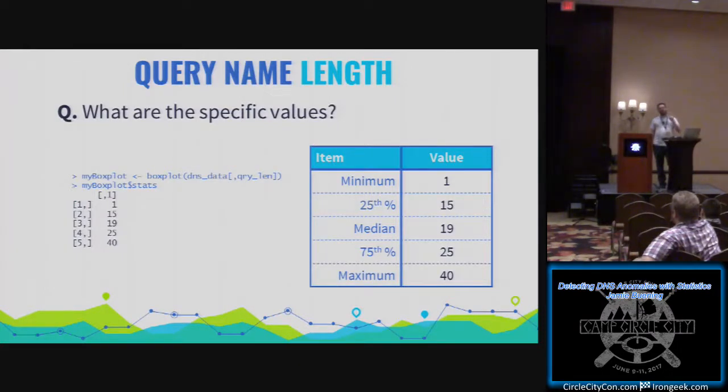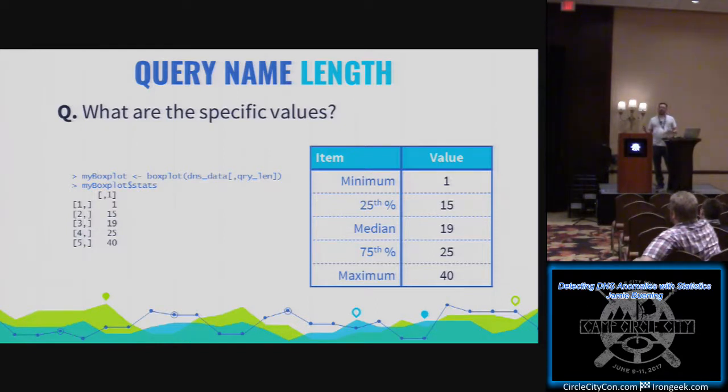So where we have the whiskers on the top of the box, bottom of the box, we can get those actual values. I assigned that same code snippet to a variable, made an object out of it called myBoxPlot, and then we can grab the $stats out of it, and there's these 5 values, and I've labeled them over on the right. The minimum was 1, so we have queries that were just 1 character. The 25th percentile ran right at 15 characters. The median is 19, 75th is 25, and then the maximum is 40. And in our case, that maximum is the one that we're most interested in.